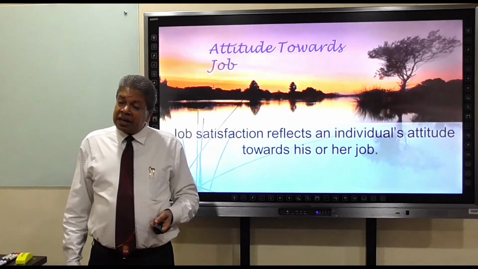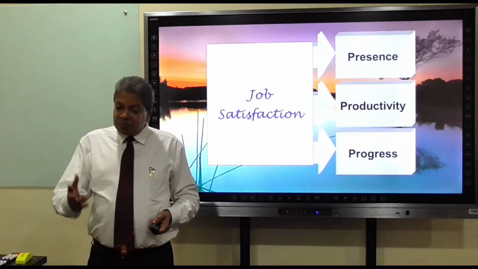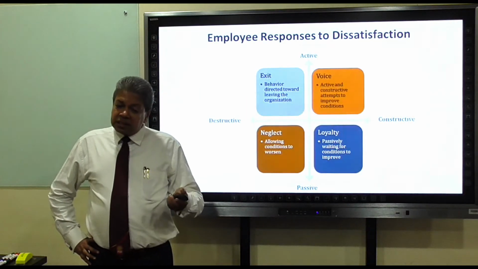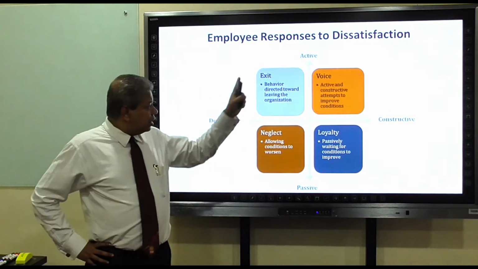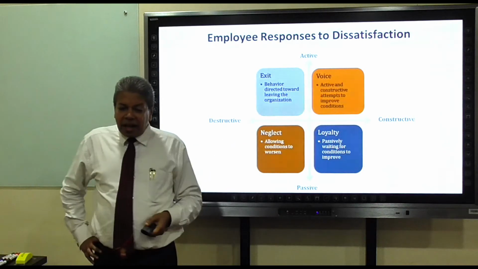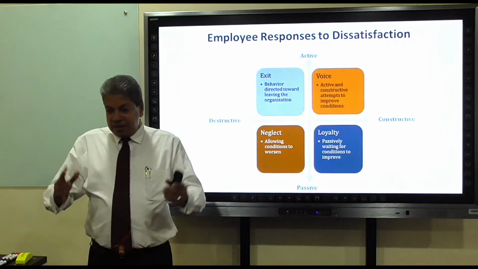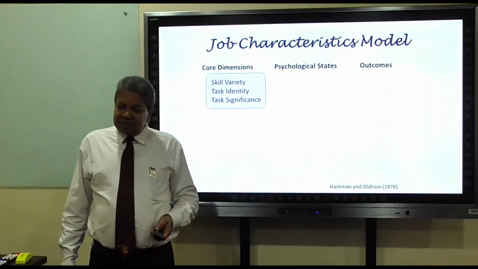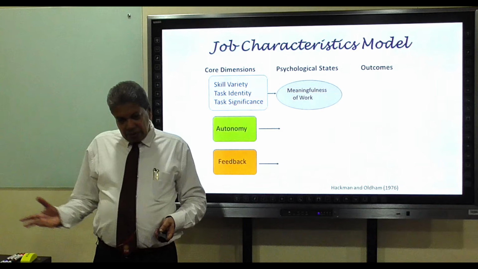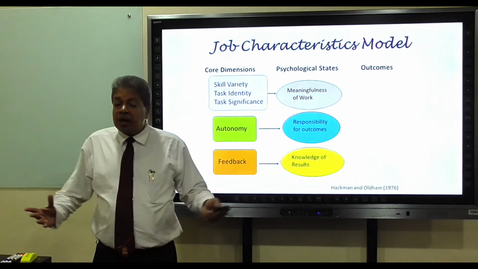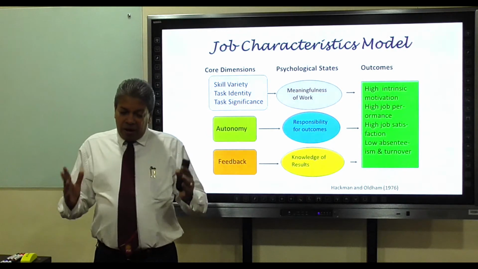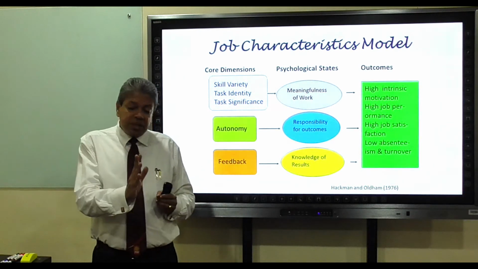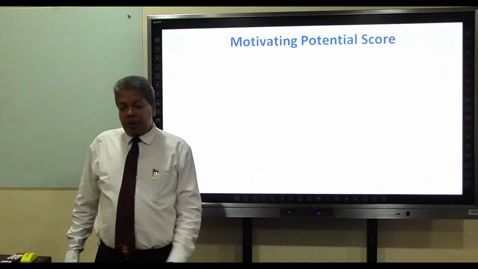Attitude toward a job is reflected as job satisfaction. So three things: presence, productivity and progress. Then we look at employee responses: active, passive on one line, and destructive, constructive on the other line. And four things happen. You have to be thorough with this: the job characteristics model, core dimensions, psychological states and outcomes. How this Hackman and Oldham model is beautifully done. So you need to be very good at these three things: core dimensions, psychological states and outcomes.